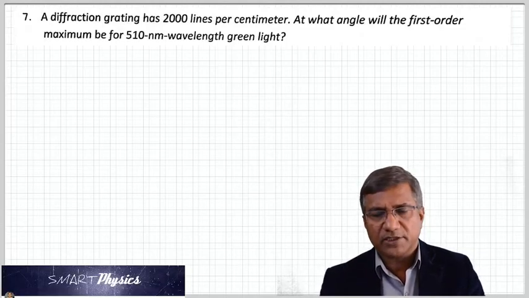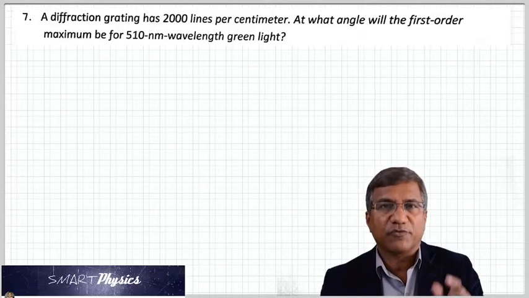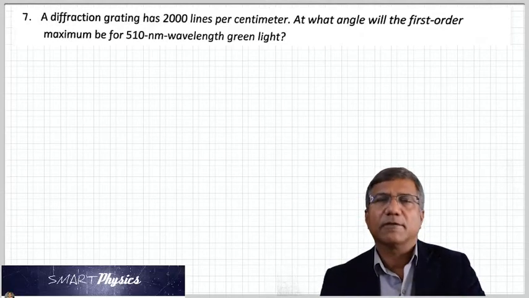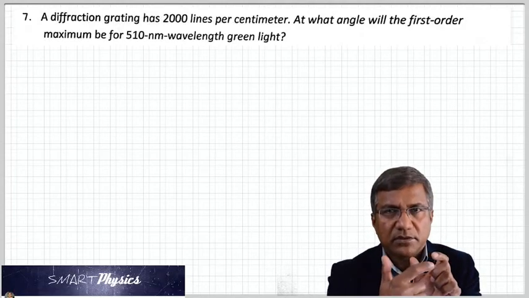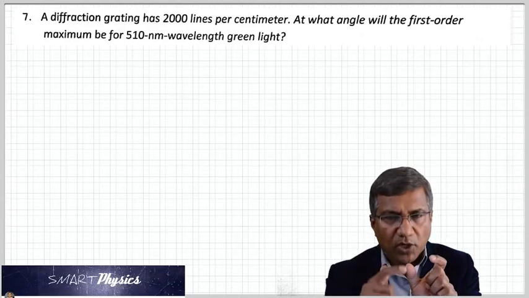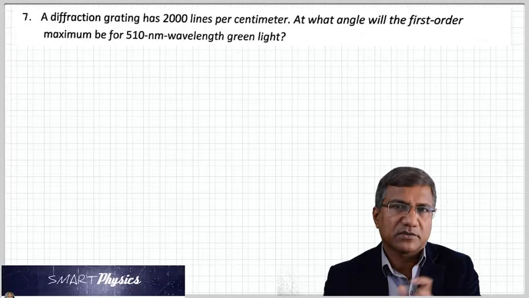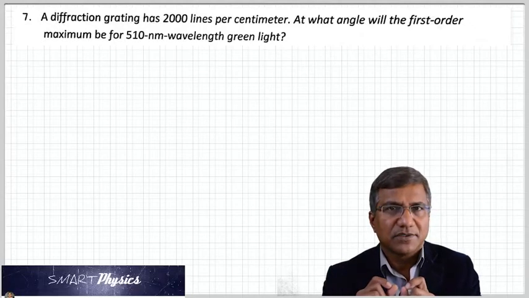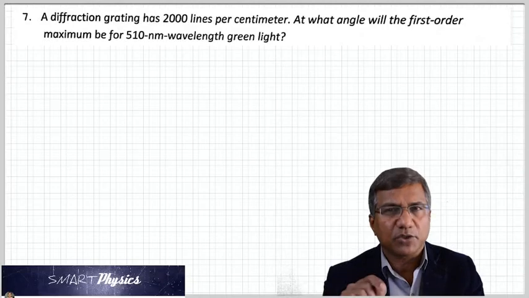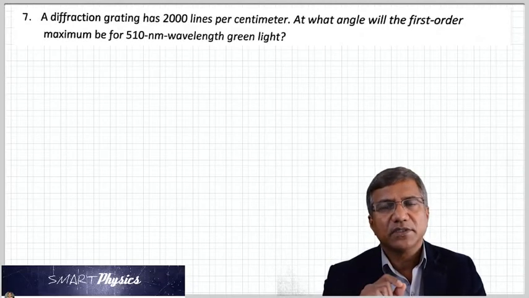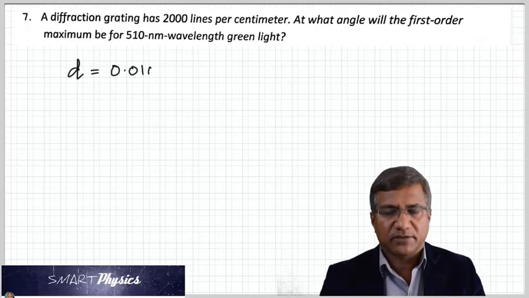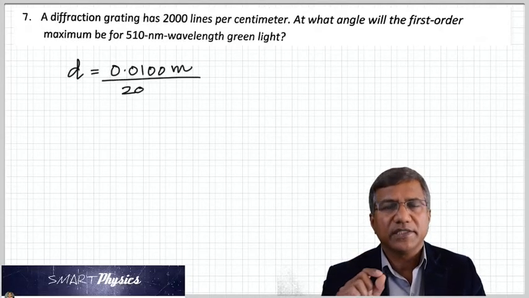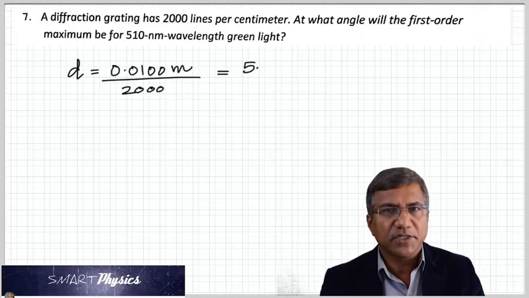So the diffraction grating has 2000 lines per centimeter, so we need to find out the width of one line. How do you do that? In 1 centimeter, you have 2000. So what's the width of 1? 1 divided by 2000 centimeters. But we need it in meters. So we're going to do 0.01 divided by 2000, because 1 centimeter is 1/100th of a meter. I hope you're getting me. So first you have to find the width of one slit, which is 0.01 divided by 2000 in meters.